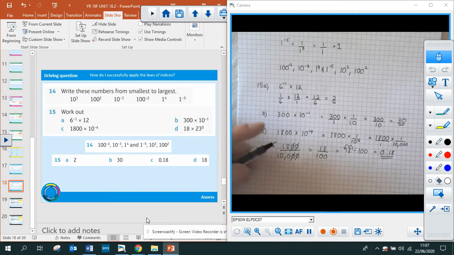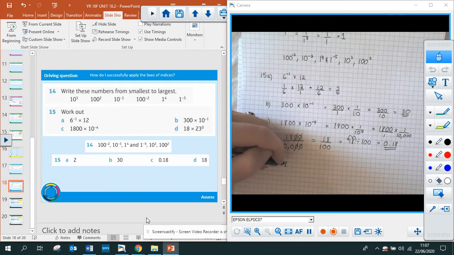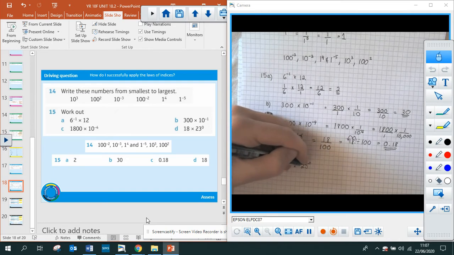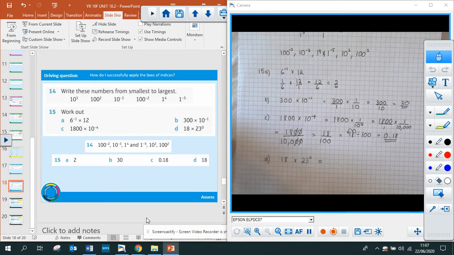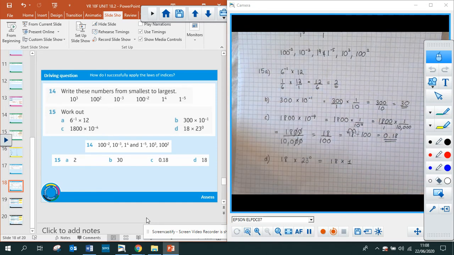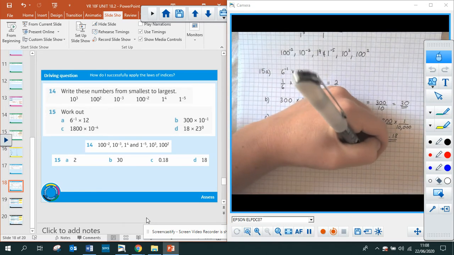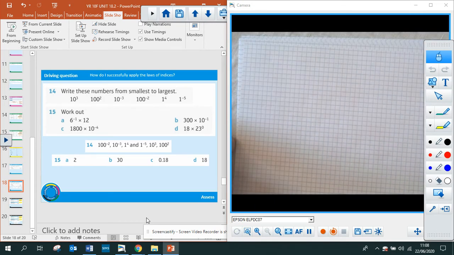Okay, then part D, we have 18 times 23 to the power of 0. Now, from yesterday's lesson, hopefully you remembered that anything to the power of 0 is 1. So that's equivalent to 18 times 1. 23 to the power of 0 will be 1. 18 times 1 is 18. Okay, and that's your final answer there. So well done if you got those. If you struggled with part C, don't worry too much, but just go back through my solution to see if you understand it, okay? And moving on then.